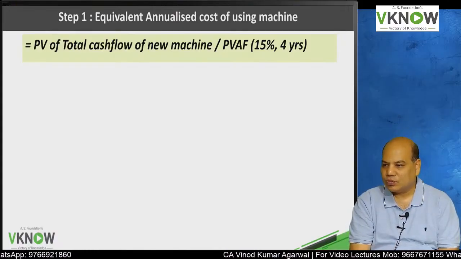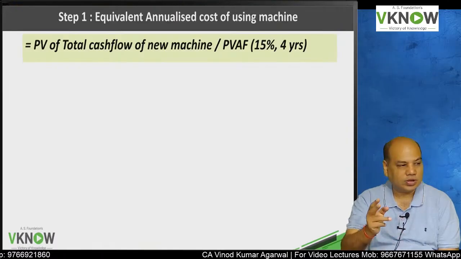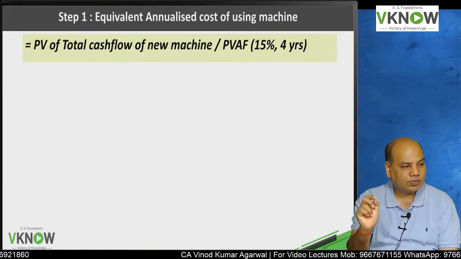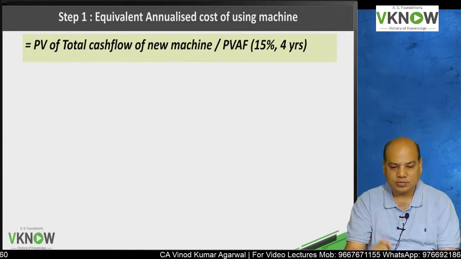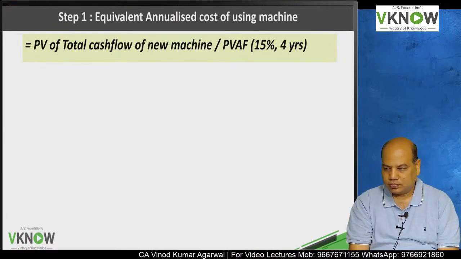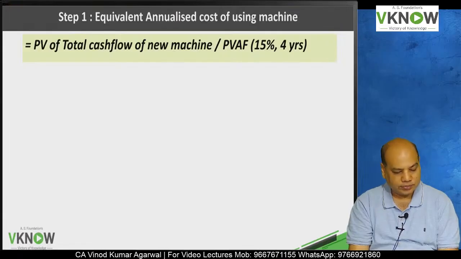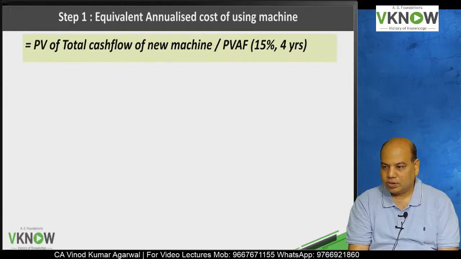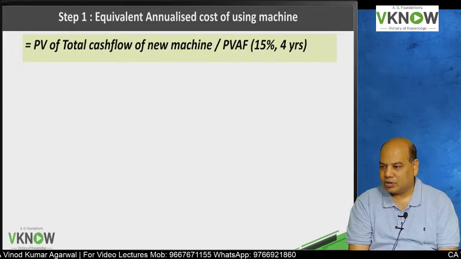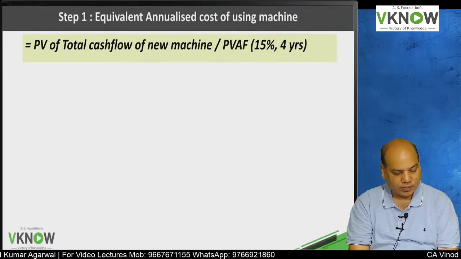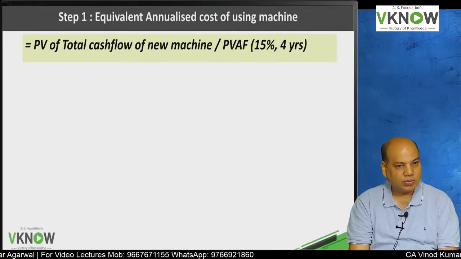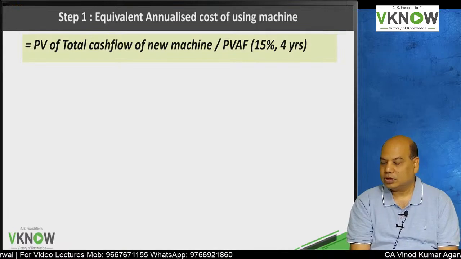Write down equivalent annualized cost of using new machine. Just add the word new there. Equivalent annualized cost of using new machine equal to PV of total cash flow of new machine, divide by PV annuity factor, in bracket 15%, 4 years.